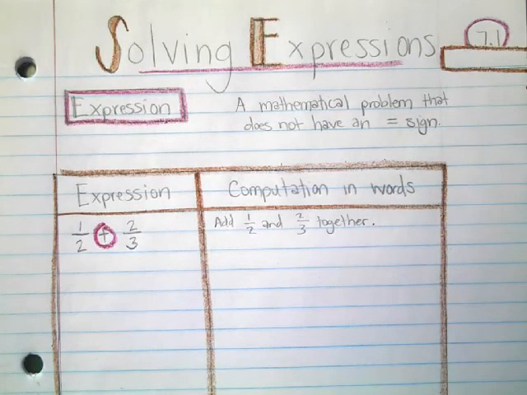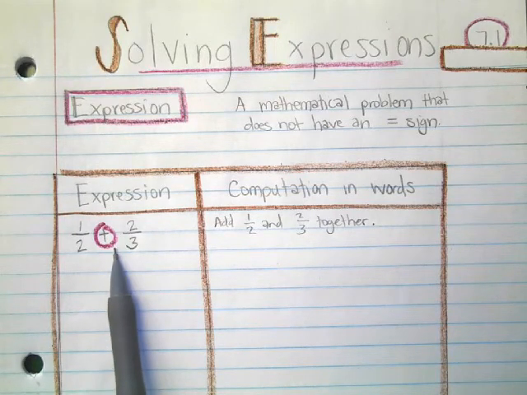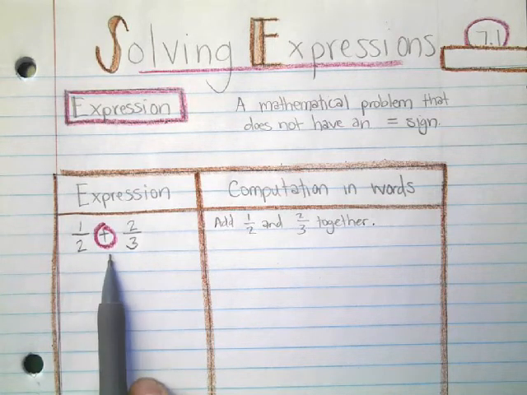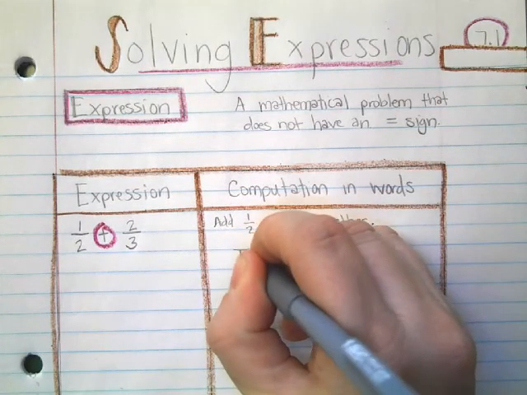But another thing we could say is using some more mathematical terms. What is a mathematical term or word you think of when you see the plus sign? Think about that for a minute. We know the word add. You might have heard the word plus when you were younger. But I'm looking for the answer to an addition problem. What are they asking me to find when they give this expression? They're asking me to find the sum. So what I could say for this expression is find the sum of 1/2 and 2/3. Let's just write the sum of 1/2 and 2/3.